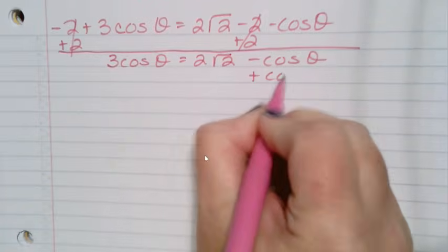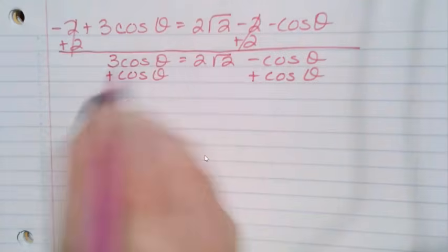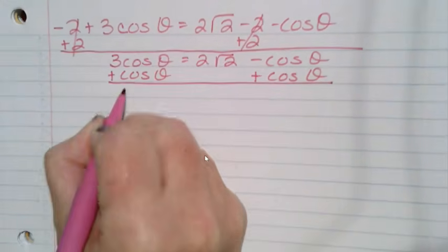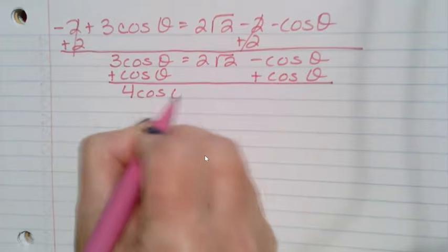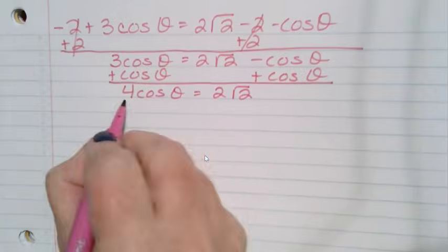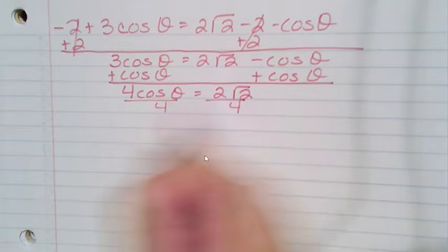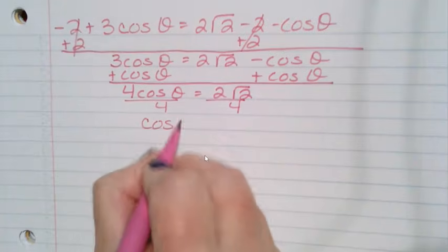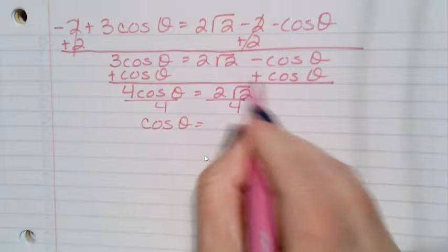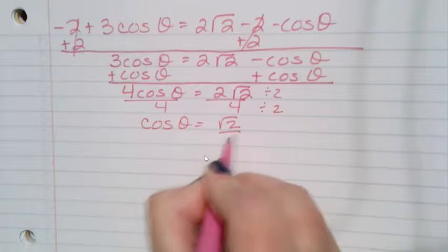Okay, so we get 3 cosine theta is equal to 2 square root 2 minus cosine theta. I'm going to add cosine theta to both sides, and we get 4 cosine theta equal to 2 square root of 2. Divide by 4, and we can reduce this side. So this comes out to be cosine theta. I can take a 2 out the top and the bottom, and I get square root 2 over 2.